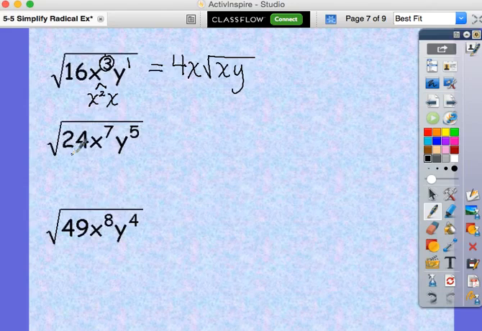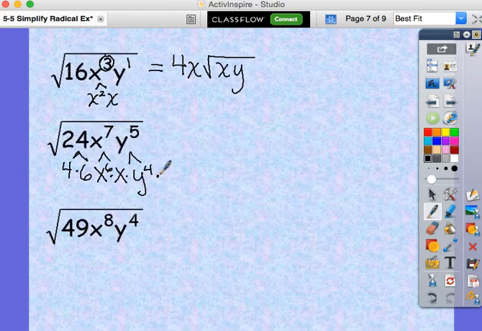Okay, here, this one we need to break down. 4 times what? 4 times 6. X to the 7th, we're going to break up into x to the 6 times x. Y to the 4th times y. Now, if you want, circle the ones that can come out, if that's helpful. And the ones that aren't circled will stay inside. Maybe that's helpful. Just a suggestion.